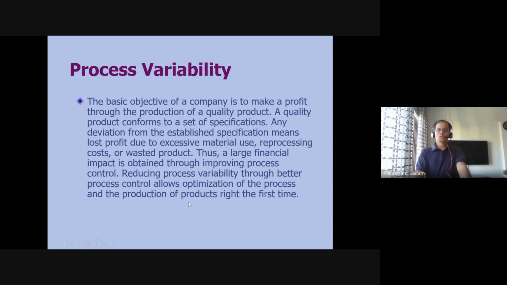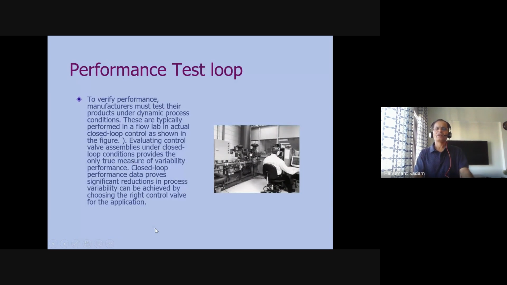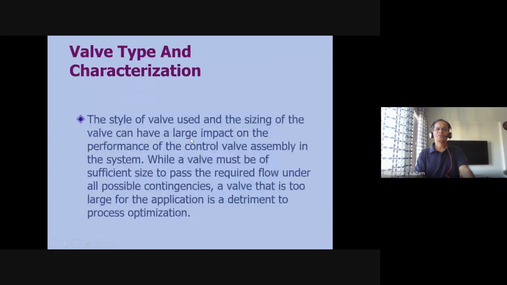This is the process variability. I'm skipping this as it is not required. The performance test loop is done at the manufacturer side. All control valve manufacturers do this testing, valve type and characterizations. The style of valve used and the sizing of the valve can have a large impact on the performance of the control assembly in the system. The valve must be of sufficient size, that is very important.